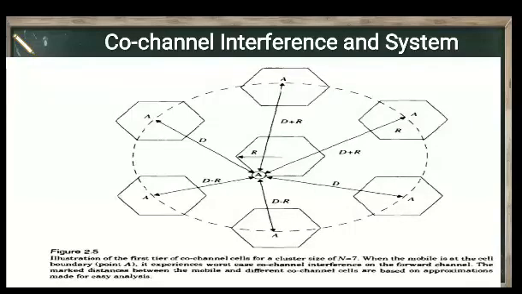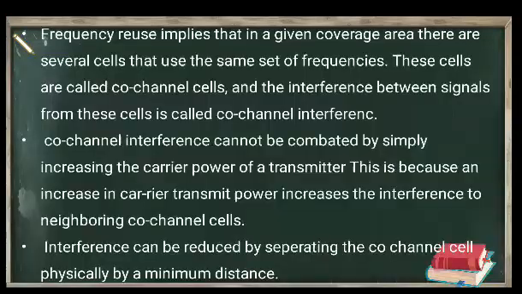Okay, that interference we can minimize by using the distance and radius of the cell. See here, frequency reuse implies that in a given coverage area there are several cells that use the same set of frequencies. These cells are called co-channel cells.